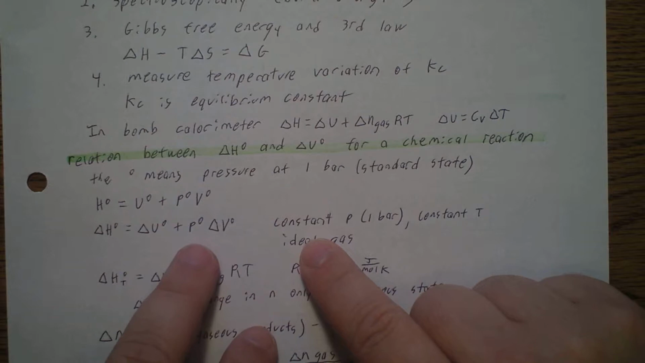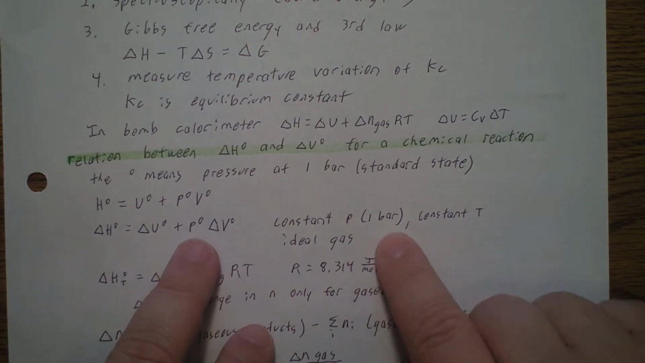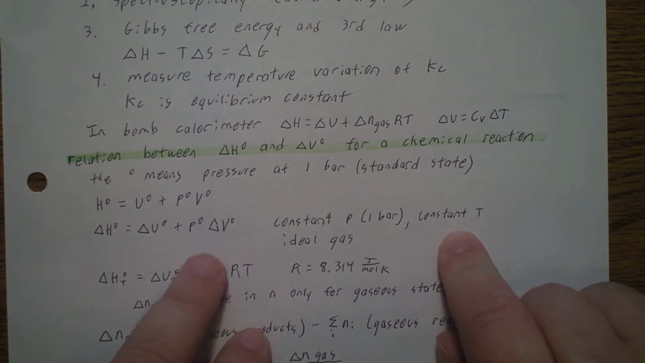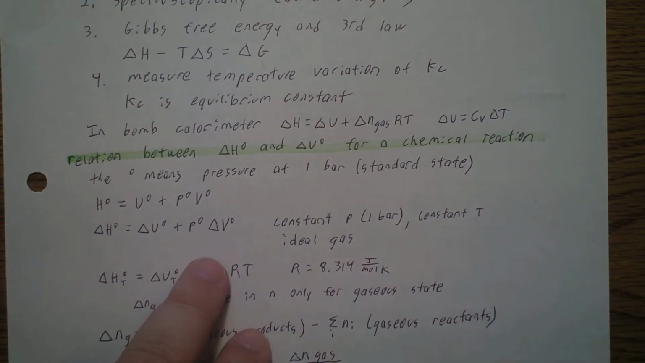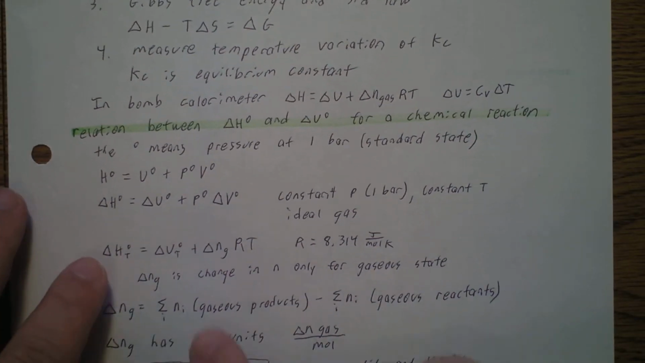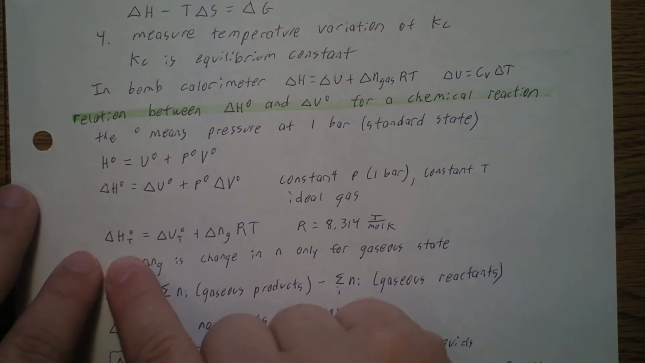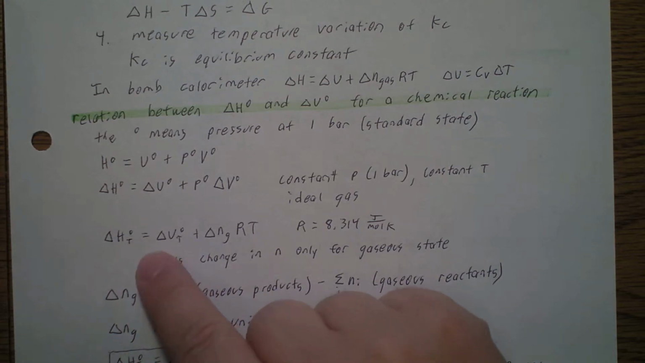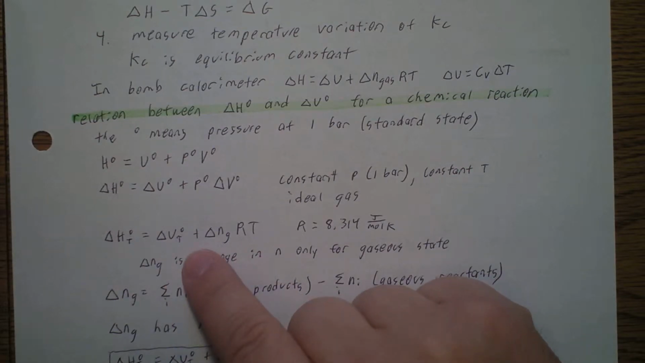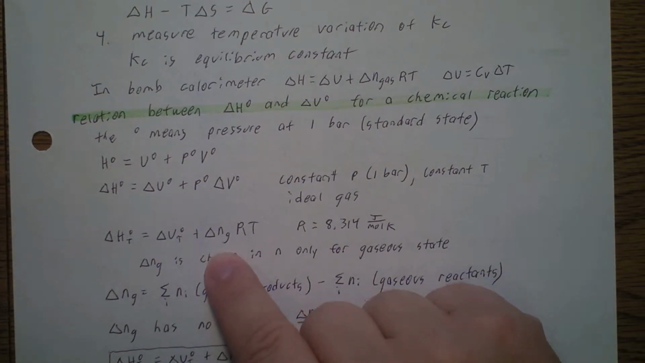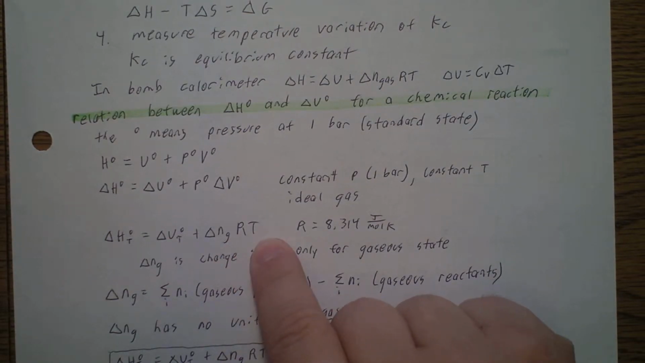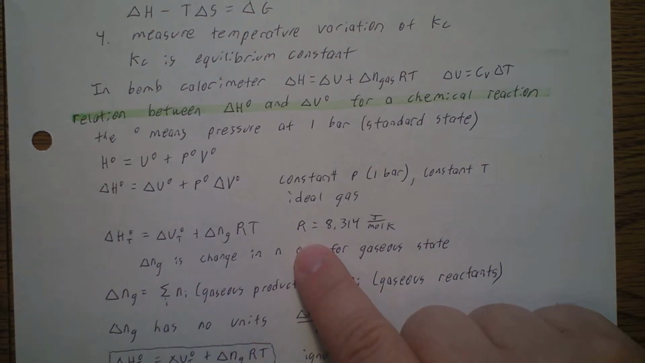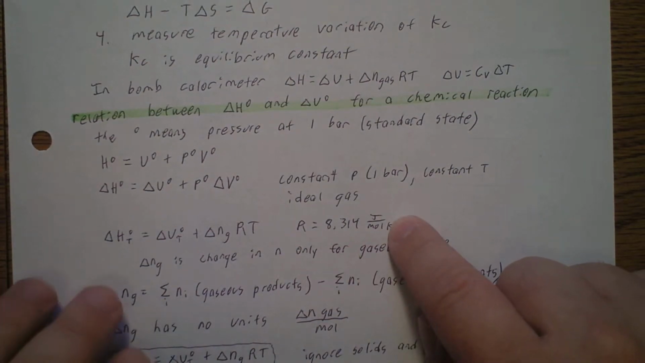Now we know the pressure is constant because by definition the standard state is 1 bar. Now we're also going to say constant temperature, and we're going to talk about an ideal gas. So we have the change in enthalpy in the standard state at constant temperature is equal to the change in internal energy in the standard state at constant temperature plus the change in the number of moles in the gas phase times R times the temperature. Remember, R is the gas constant, 8.314 joules per mole Kelvin.